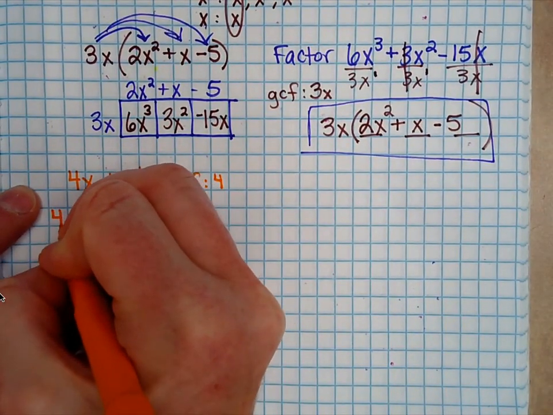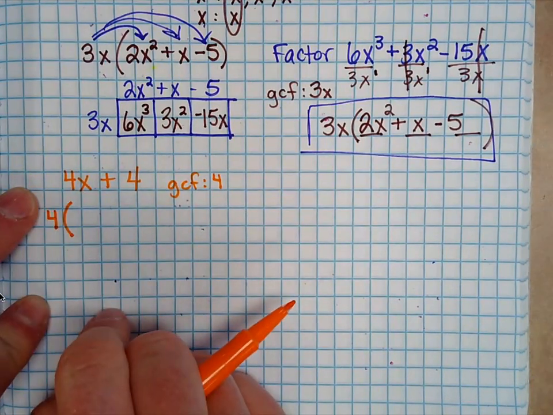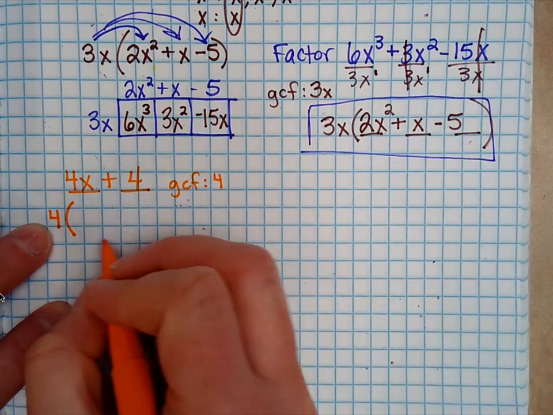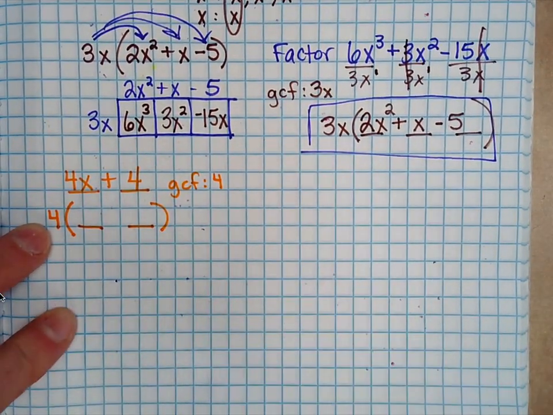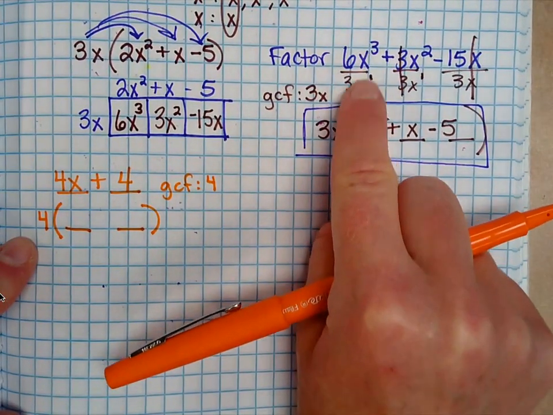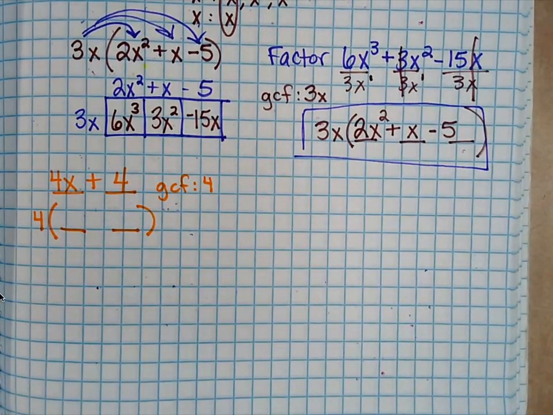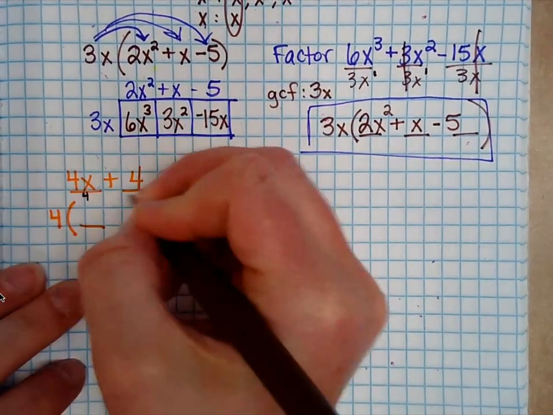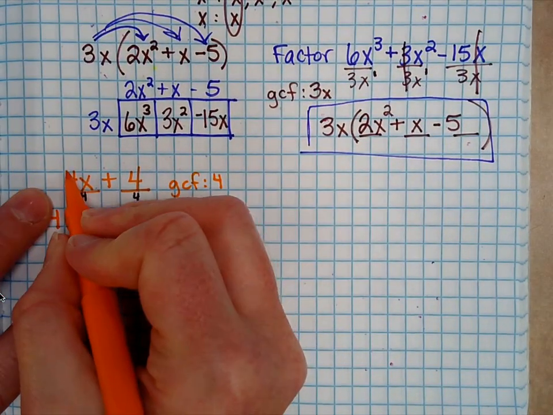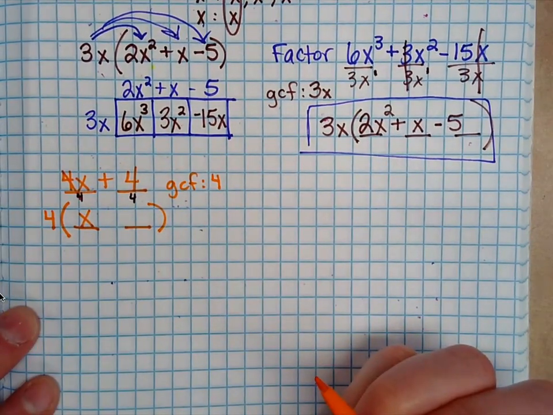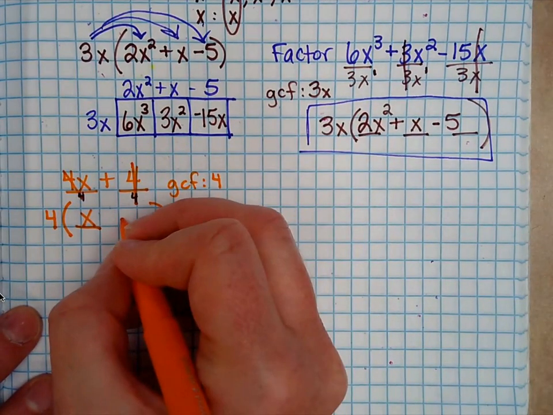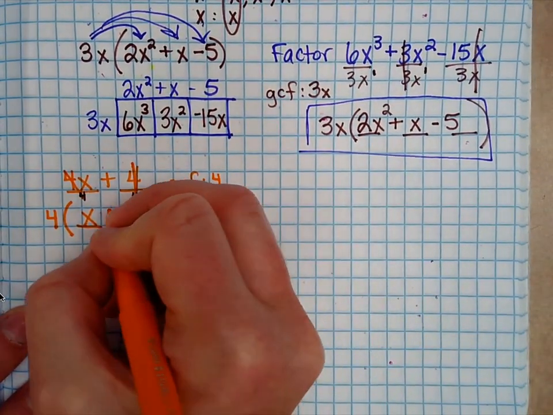So we'll put 4 on the outside, parentheses, and then see how there are 2 terms. So inside the parentheses will be 2 terms. So like we did up here, we divided by the GCF. So I'm going to divide by the GCF. The GCF is 4. 4x over 4 is x, plus 1. So see how the 4s will cancel, just leaving us with x? 4s will cancel, but they don't cancel out to be 0. 4 divided by 4 is 1. So we'll put plus 1.